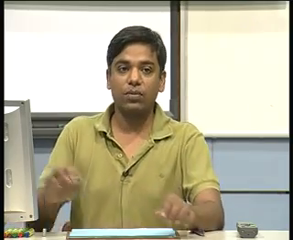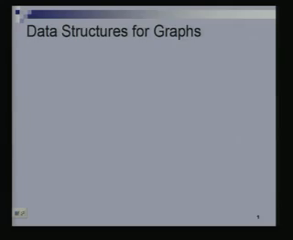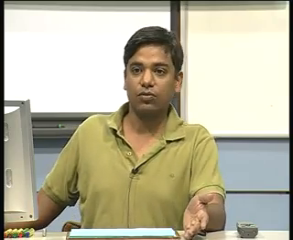Today's class we are going to be talking about data structures for graphs. If you recall, in the last class we discussed various things about graphs: what undirected graphs are, what directed graphs are, what a path in a graph is, what a cycle is, what connected components are, and so on. We are going to start using the terminology now.